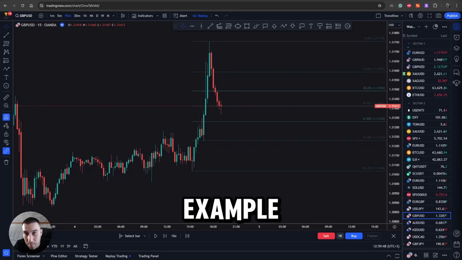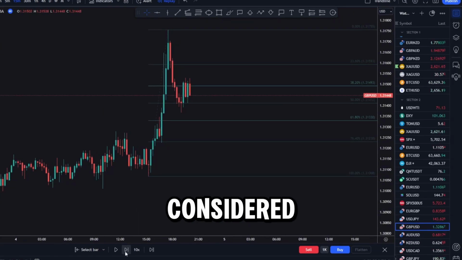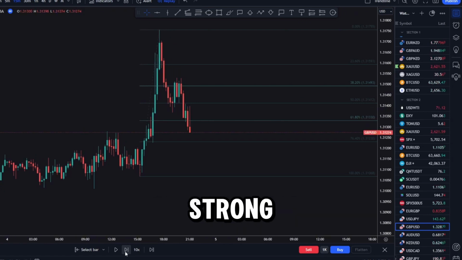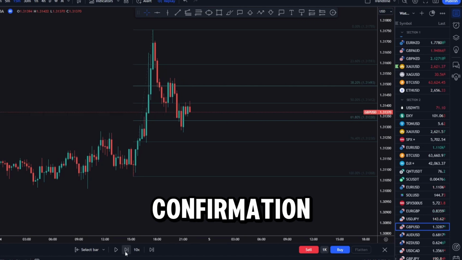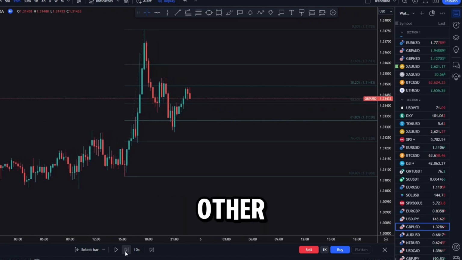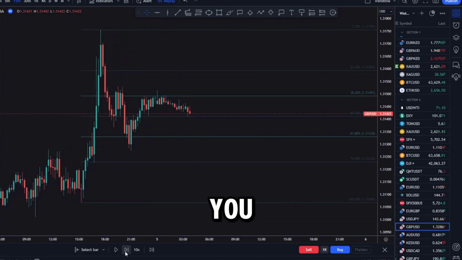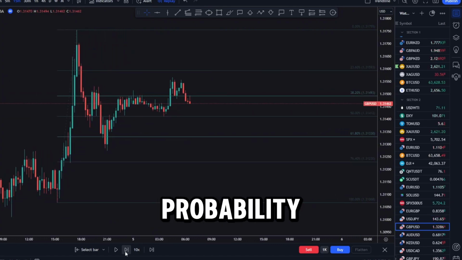And this is an example of the 61.8% level. This is often considered the golden ratio. A retracement to this level is frequently seen as a strong reversal point. Again, confirmation is key here. So look for other indicators to support your trading decision. By identifying these levels, you can place trades with a higher probability of success.